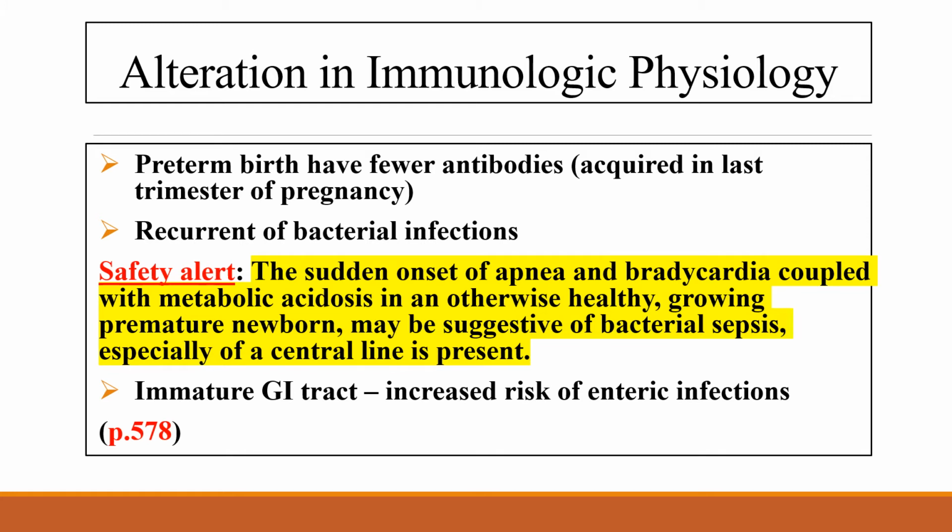Recurrent bacterial infections of the mom and her being treated for those can also affect the environment for the baby, which could also create problems. So there's a safety alert in your textbook that says a sudden onset of apnea and bradycardia coupled with a metabolic acidosis in an otherwise healthy, growing premature newborn may be suggestive of bacterial sepsis, especially if a central line is present.